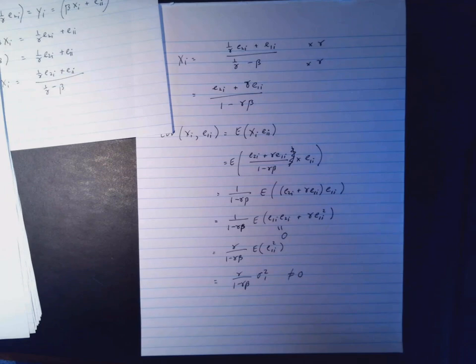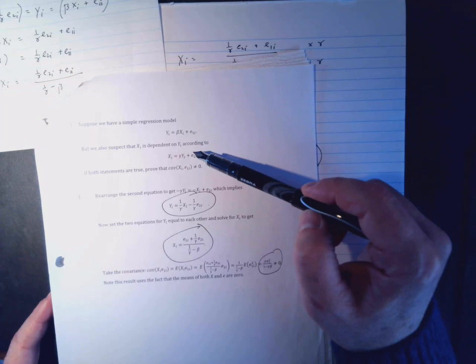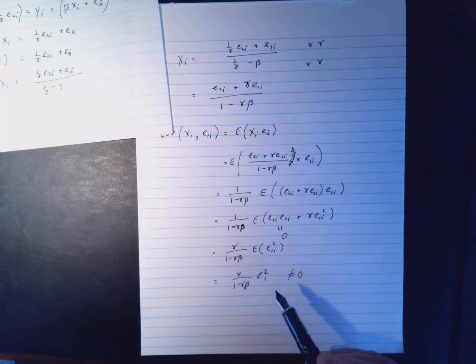And if gamma equals 0, then that means this equation isn't true. That means X is not a function of Y. But if X is a function of Y, if gamma is not equal to 0, then that covariance is not equal to 0. And that is how we have our instrumental variables issue come up.